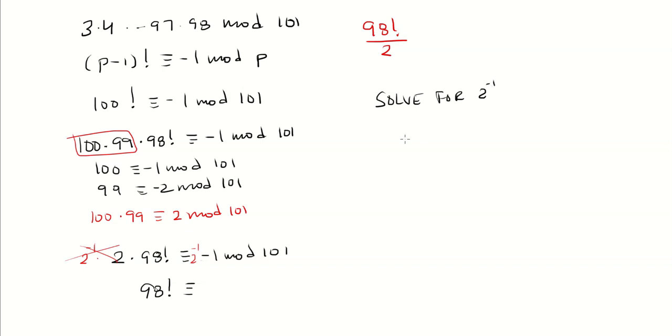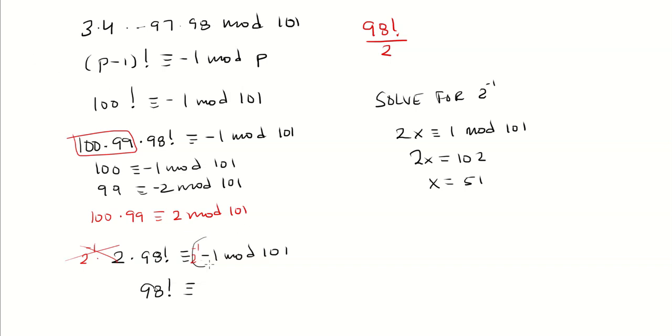We need to solve for x such that 2x is congruent to 1 mod 101. This one is simple enough because 2x is going to be an even number. So which even number is 1 greater than 101? Clearly that's 102. So 102 is congruent to 1 mod 101, which means x has to be 51.